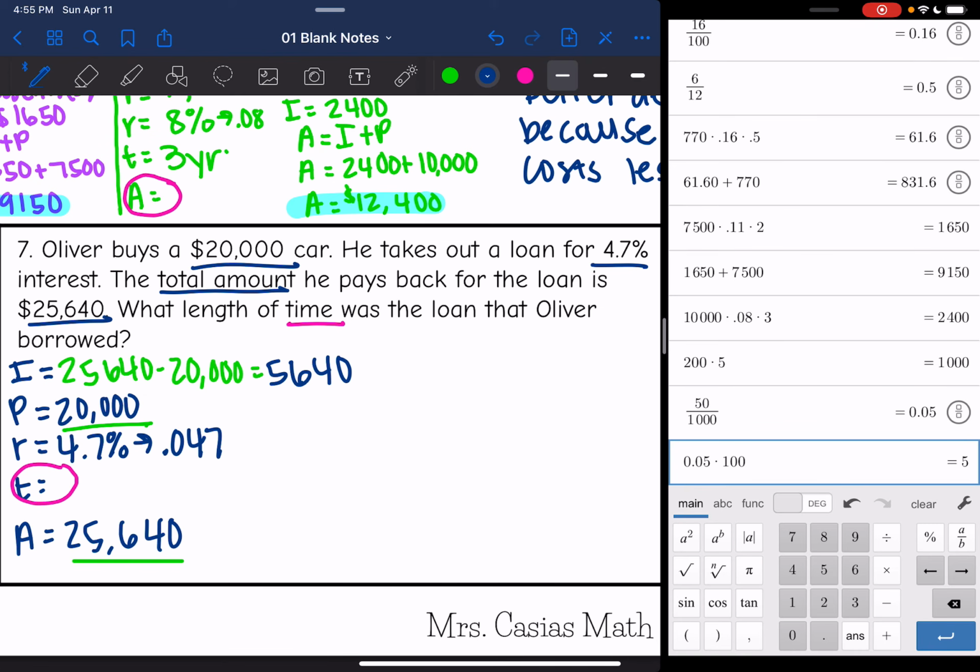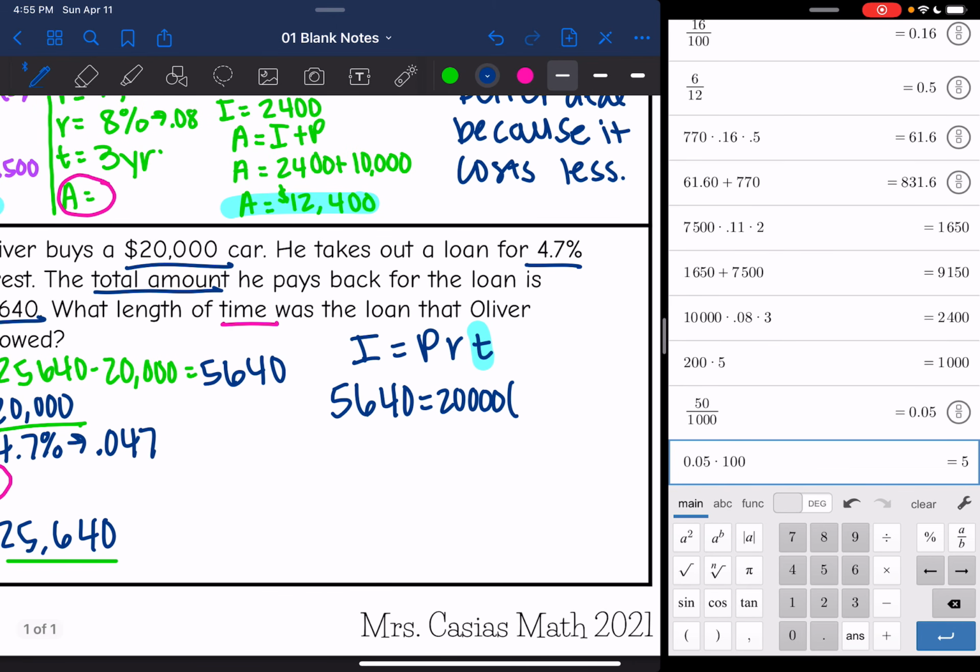Okay, so it's asking for t. I can set up my equation with I equals PRT. I have I, P, and R, and now I can solve for t. So we found the interest, it was 5,640. The principal is 20,000 times the rate of 0.047 times time, because that's what I'm looking for. Same thing as last time, we want to simplify by multiplying first. So this will stay the same at 5,640.